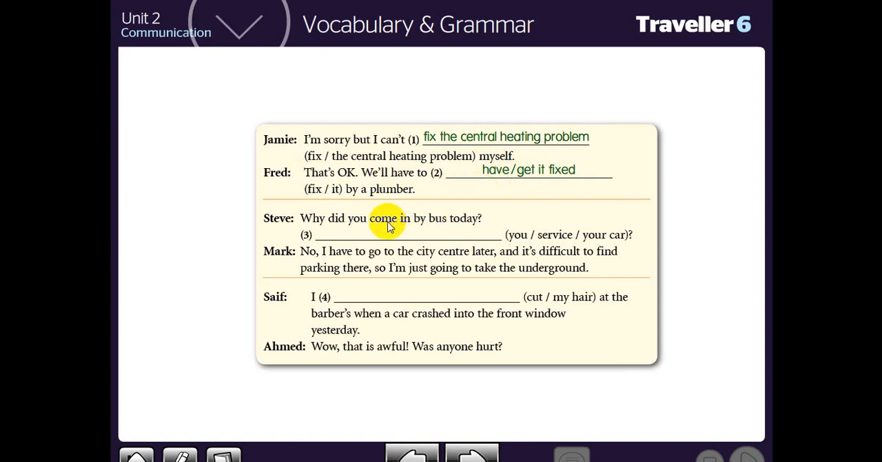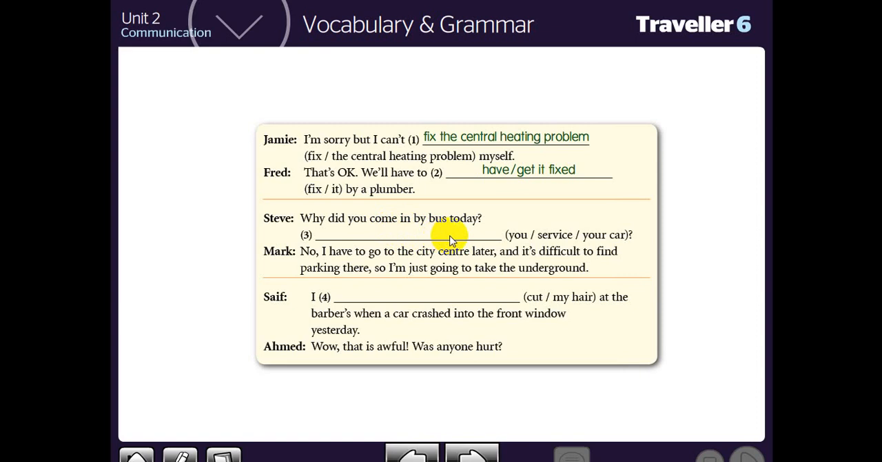As for the sentence number 3, why did you come in by bus today? This sentence I will help you. Try to put it in the active or causative form, but in the present progressive. Try it. Are you servicing your car, or are you having your car serviced?